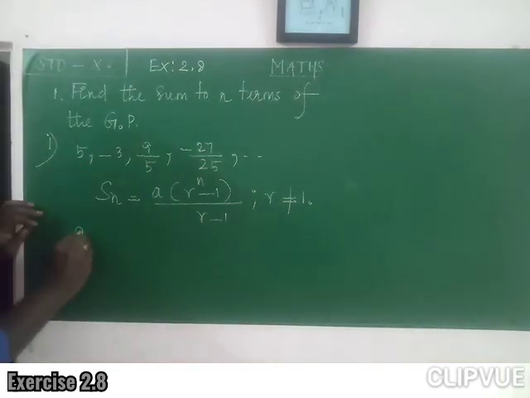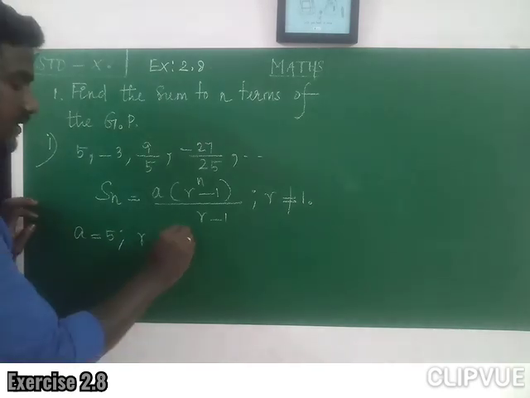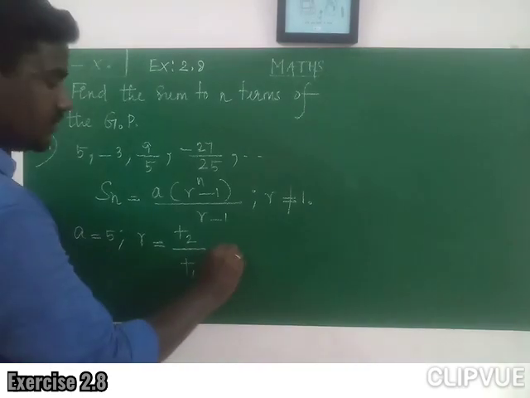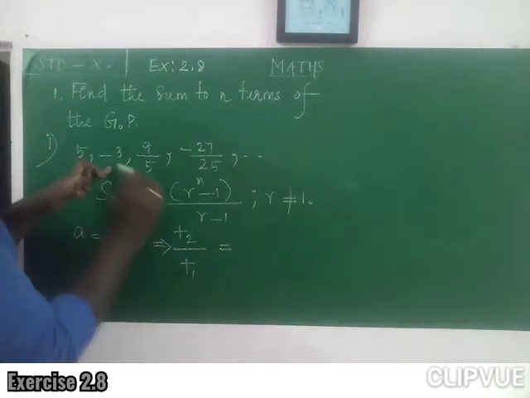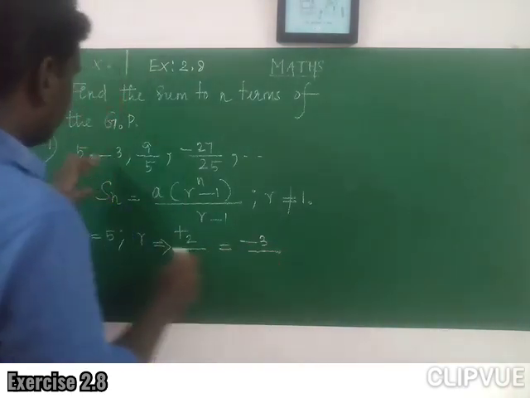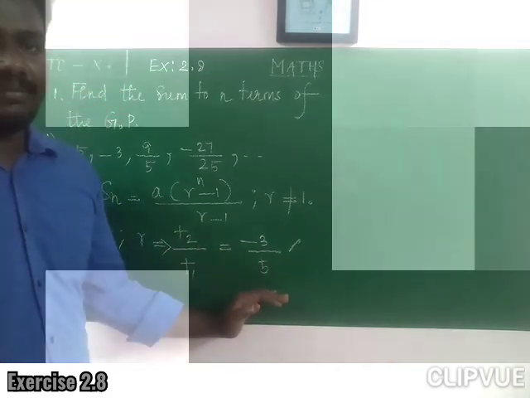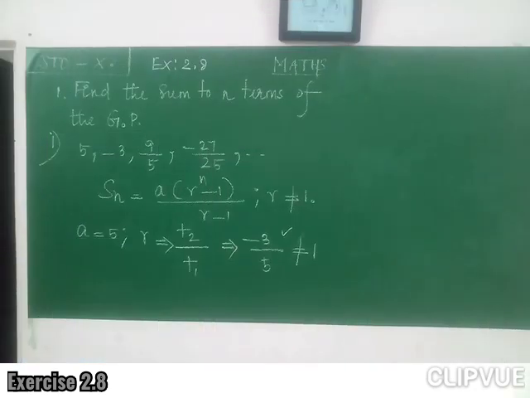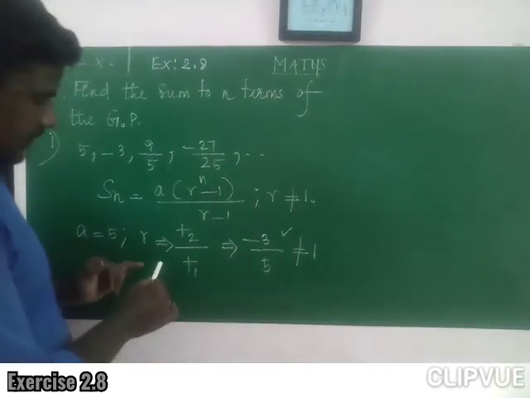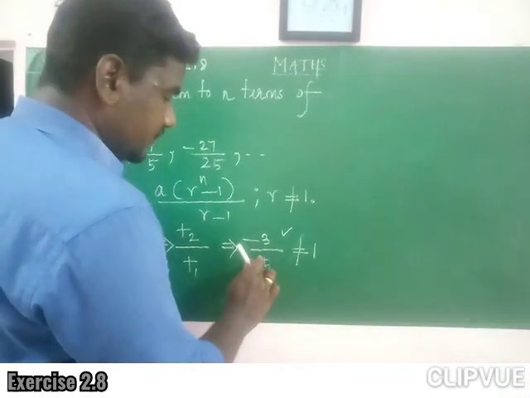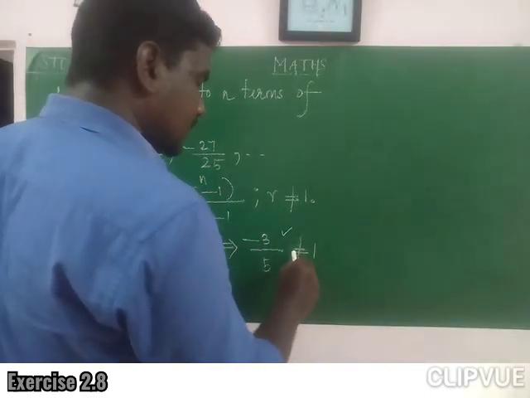So here A is equal to 5. How can we find the r value? R is equal to term 2 divided by term 1, T2 divided by T1, which is equal to minus 3 by 5. So the r value is minus 3 by 5. We know that this is not equal to 1.